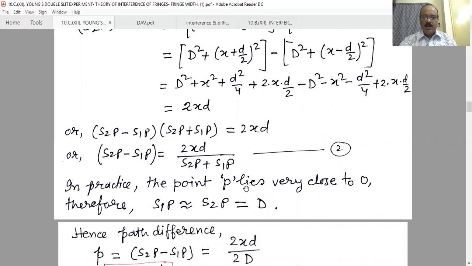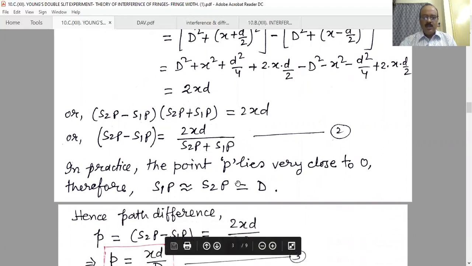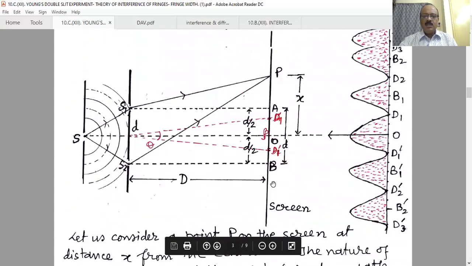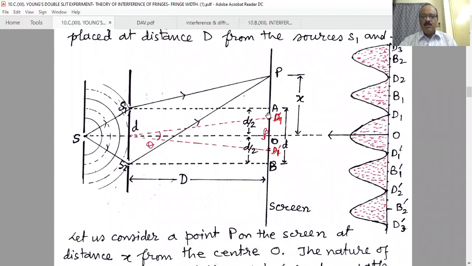In practice, the point P lies very close to O. Therefore, S1P and S2P are approximately equal to D. That means the P is very near a point, the distance from the O is only a few millimeters, but the distance D is around 2 meters. And this is a very small distance. Therefore, we can consider S1P and S2P nearly equal to capital D.